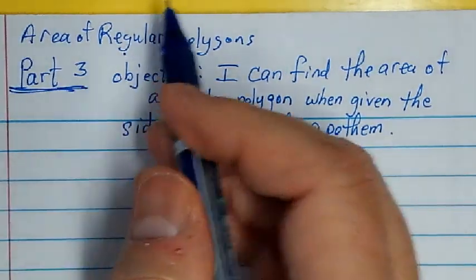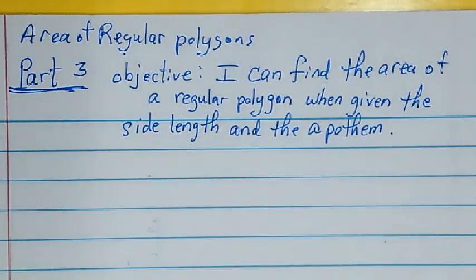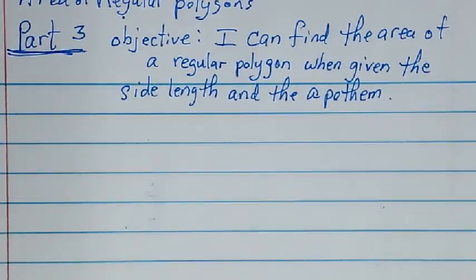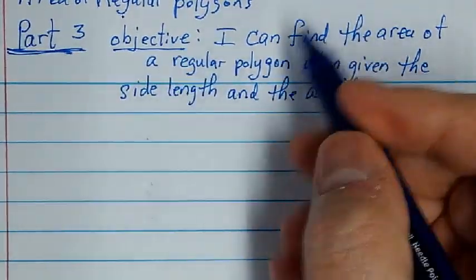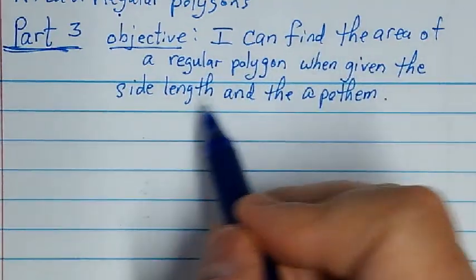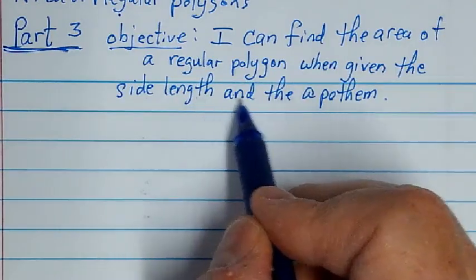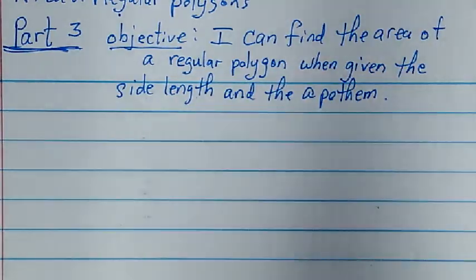Okay, kids, I'm back for part 3. Now we're looking for the area of a regular polygon. We're getting to the overarching topic here. So, in this lesson, we're going to see how to find the area of a regular polygon when we're given the side length of the polygon and the apothem.